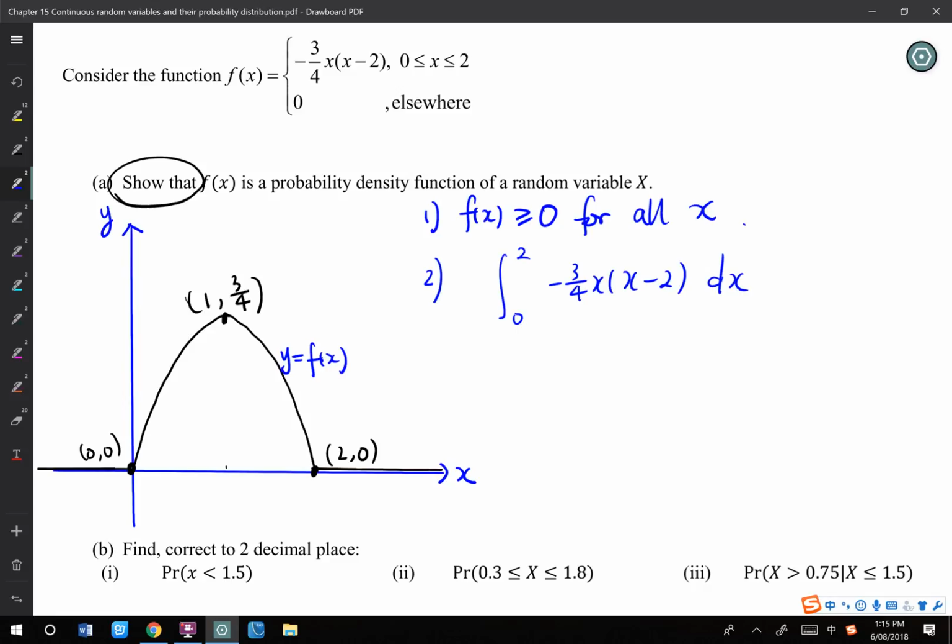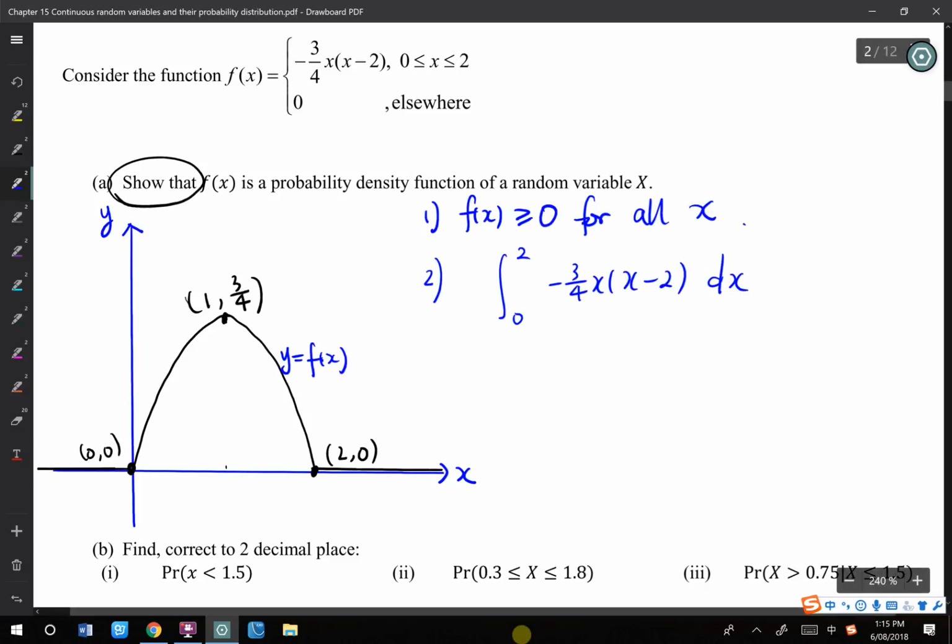Just really be careful with how you prove things. Like you don't assume anything at the beginning. You do your calculation. So 0 to 2 minus 3 over 4 x squared plus 3 over 2 x dx, plus minus a quarter x cubed, squared.